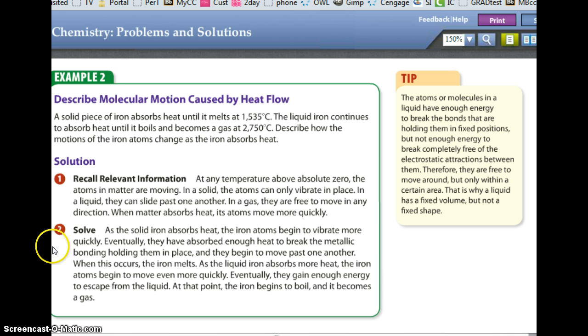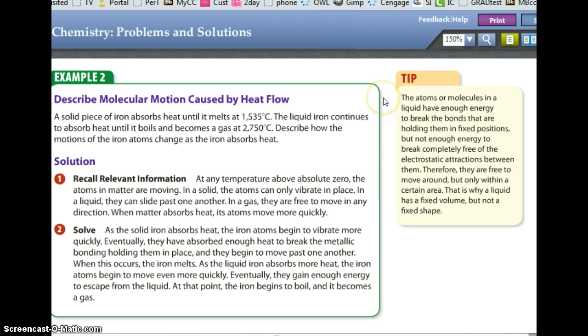And then solve. As the solid iron absorbs heat, the iron atoms begin to vibrate more quickly. Eventually, they have absorbed enough heat to break the metallic bonding holding them in place, and they begin to move past one another. When this occurs, the iron melts. As the liquid iron absorbs more heat, the iron atoms begin to move even more quickly. Eventually, they gain enough energy to escape the liquid. At that point, the iron begins to boil and it becomes a gas.